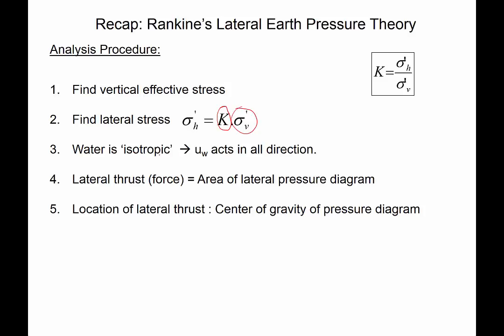Point to be noted is that pore water pressure is always treated separately. It acts in all directions and you do not need to multiply pore water pressure by K. Then once you draw these diagrams, you can calculate the lateral thrust or the force, and that is equal to the area of the lateral pressure diagram, and that thrust will act through the centroid or the center of gravity of the pressure diagram. So the procedure is exactly similar for all these cases.